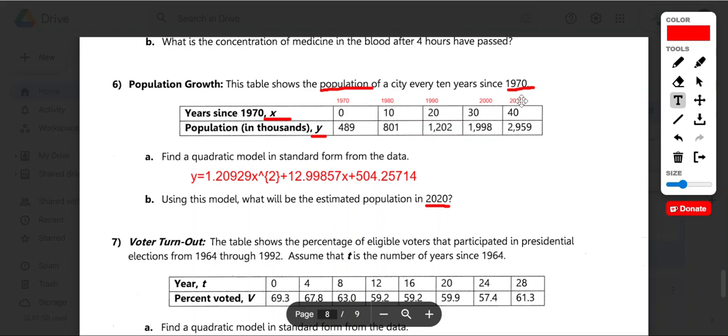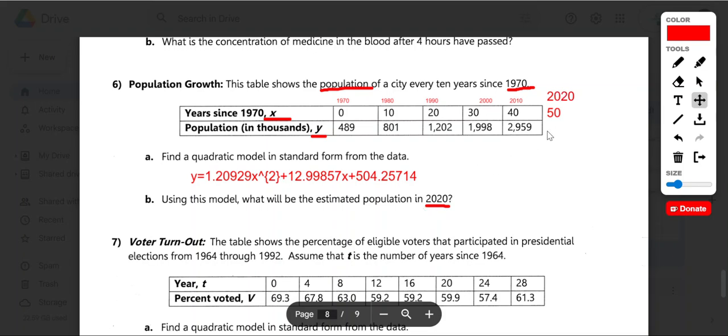So I'm just gonna add a little thing up here that says 2020, which is what we're looking for. And 2020 happens to be how many years since 1970? Well, that would be 50 years since 1970. Okay? So what we're going to put in for our prediction is we know x. We know x is 50, right? Because 50 corresponds to the year 2020, and that's what we're interested in.